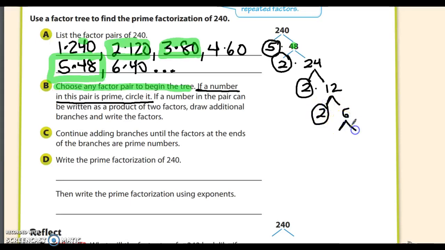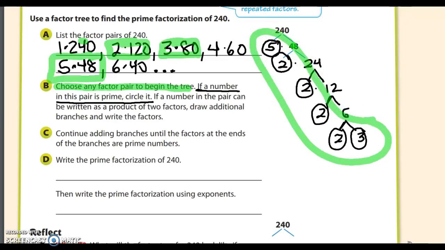2 is prime. 6 is not. What makes up 6? 2 times 3. 2 is prime. 3 is prime. Now I want to show you something kind of interesting. Pay attention to these prime numbers right here. I'm going to punch it into a calculator.